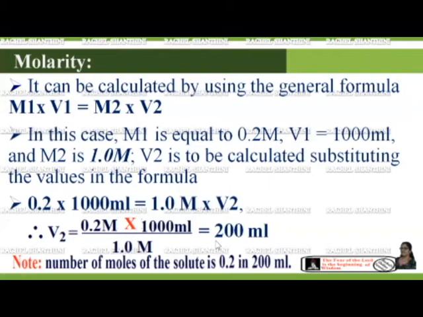Students, you need to note that the number of moles in this 200 ml is 0.2 moles. So even after we take this 200 ml from this 1000 ml, that is 1 molar solution, and make this 200 ml into 1 liter, the number of moles of the solute is 0.2. Why? Because while diluting it to 1 liter, we didn't change the amount of the solute, we have changed the amount of the solvent. So the number of moles remains unchanged even after dilution.